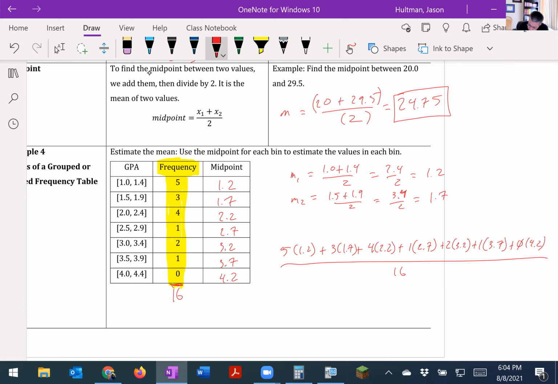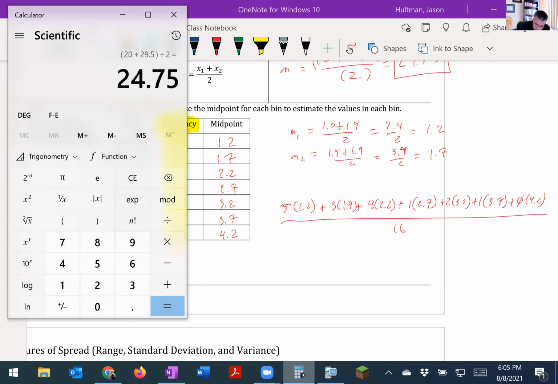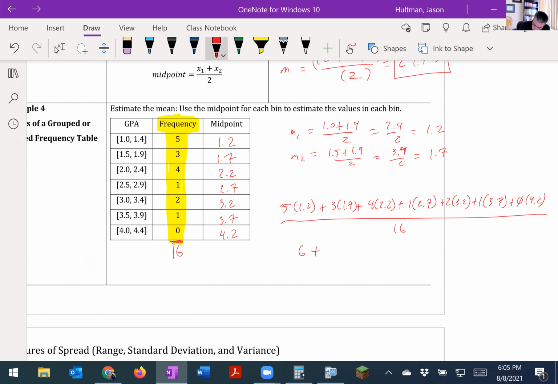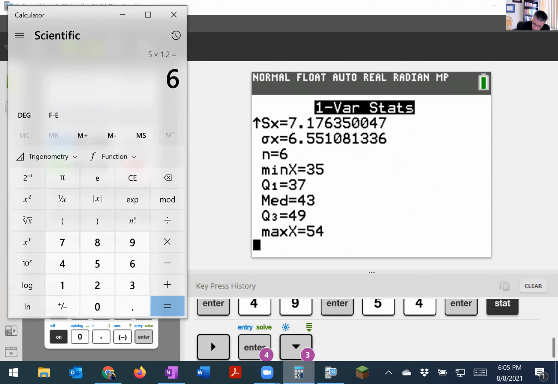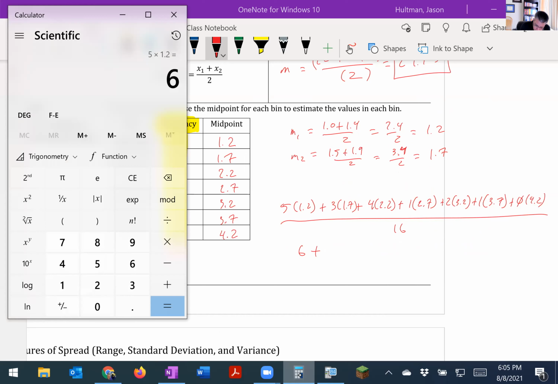Okay, so I'm going to just add up the top first, find out what that value is, and then divide it by 16. I like to break things down in steps if I can, because then I don't have to worry about messing up with this big computation. So 5 times 1.2 is 6, plus 3 times 1.7, 5.1.